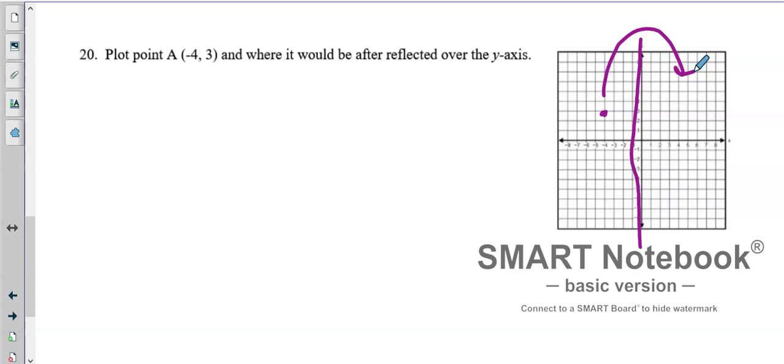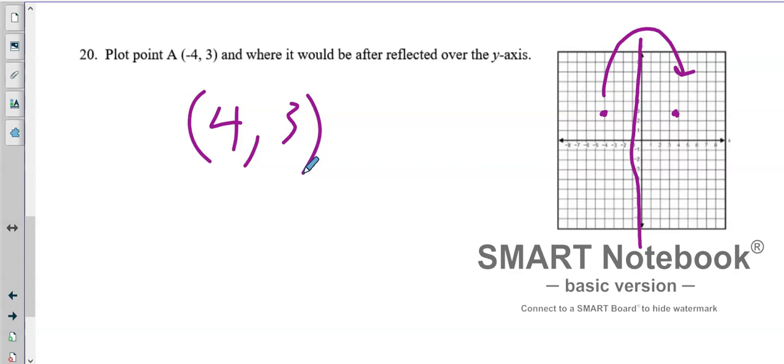All you literally have to do is count from here to the axis and then count over. So it's 1, 2, 3, 4 spaces. So then you're going to go 1, 2, 3, 4 spaces right there. So it goes from negative 4, 3 to positive 4, 3. That is the new point folded over the y-axis.